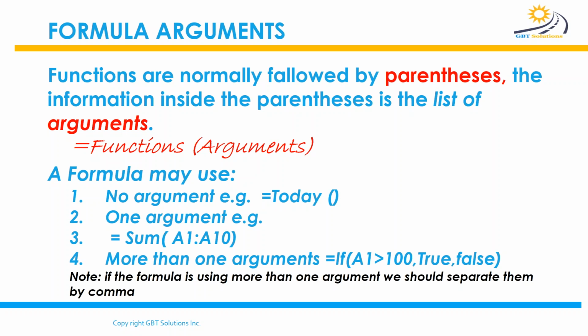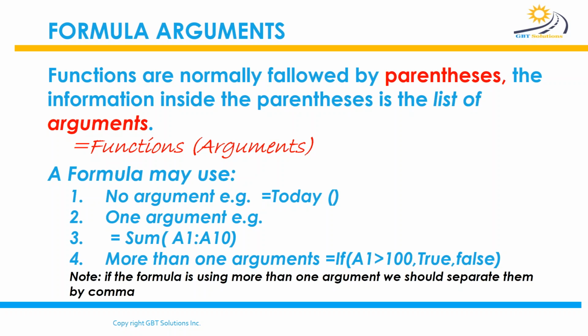Some formulas don't need an argument, like TODAY. If you put equal TODAY and open a bracket, Microsoft Excel will return today's date or now. So the question is, why do we need a bracket? We need a bracket just for consistency, because this is the way Microsoft Excel understands. If you put equal TODAY and miss the bracket, the formula will return an error.